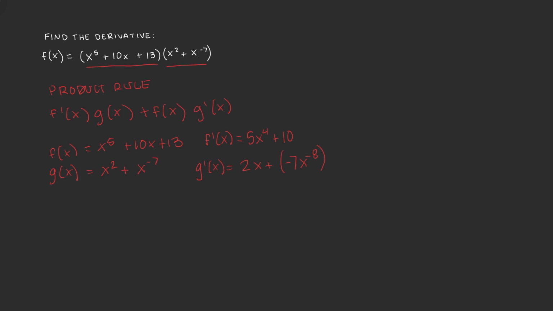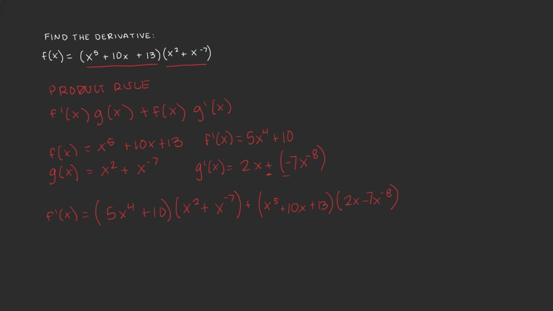Okay, which would just get rid of this positive right here and leave a negative, but I'm just writing it all out. So if we plug all of that back in, f prime of x would then be 5x to the 4th power plus 10 times x squared plus x to the negative 7th power plus x to the 5th power plus 10x plus 13 times 2x minus 7x to the negative 8th power.